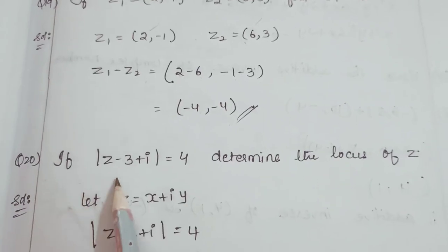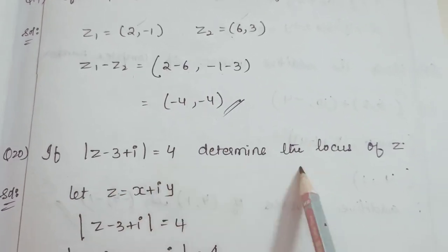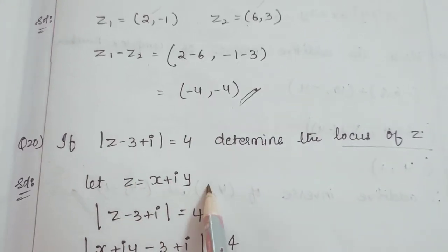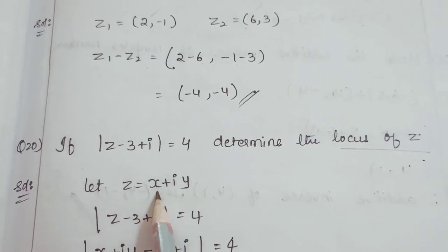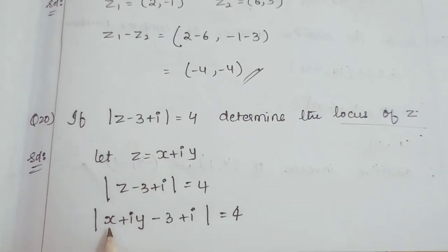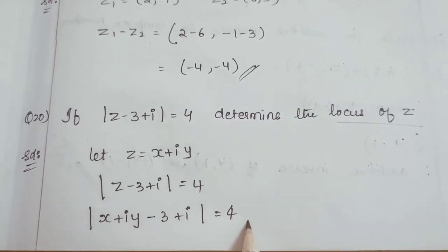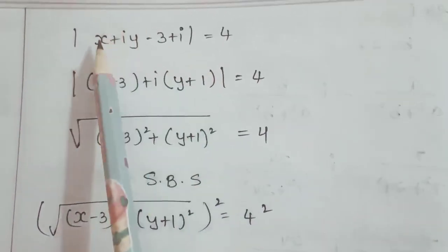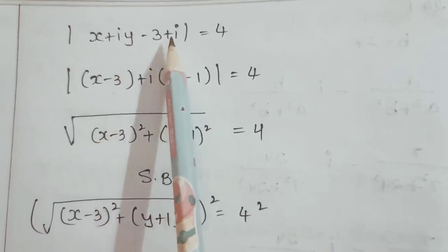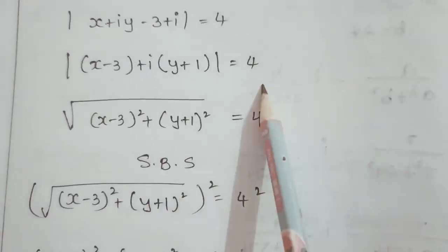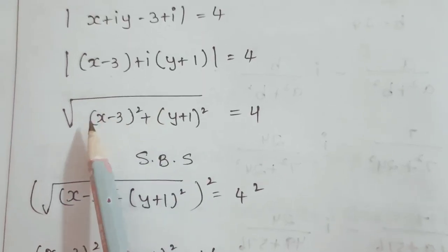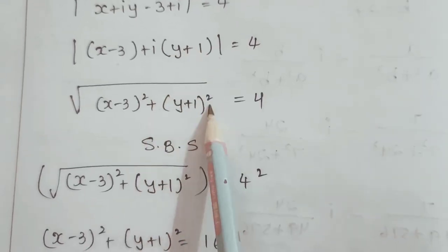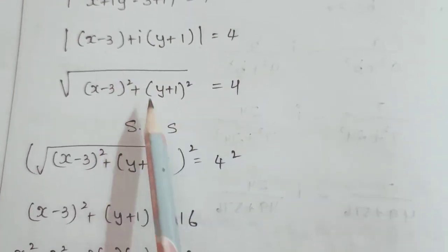Question number 20. If mod of z minus 3 plus i is equal to 4, determine the locus of z. Locus is nothing but the equation of z. So z is equal to x plus iy. Substituting the z value, that is x plus iy, in this: x plus iy minus 3 plus i is equal to 4. Now writing the real part on one side and imaginary parts: x minus 3 plus, taking i common, i(y plus 1) is equal to 4. Since mod is here, we know the formula for mod: under root, this part whole square plus the coefficient of i, that is (y plus 1) whole square, is equal to 4. Now root is there, so squaring on both sides.